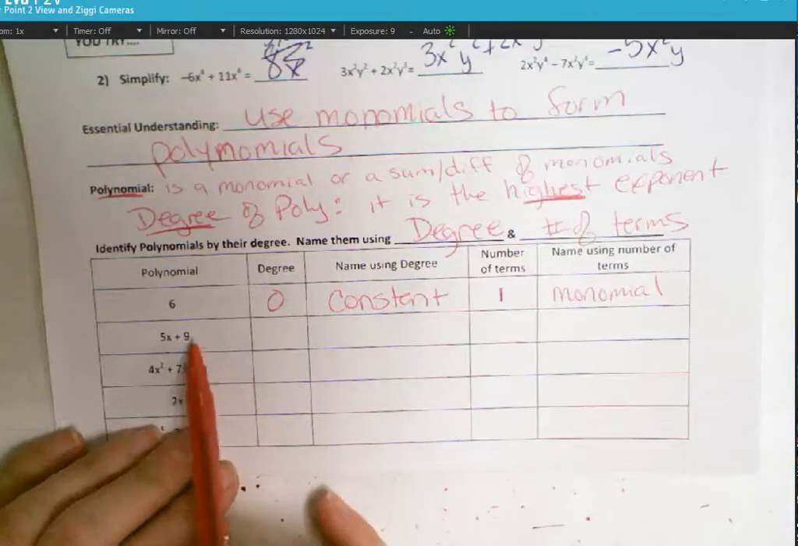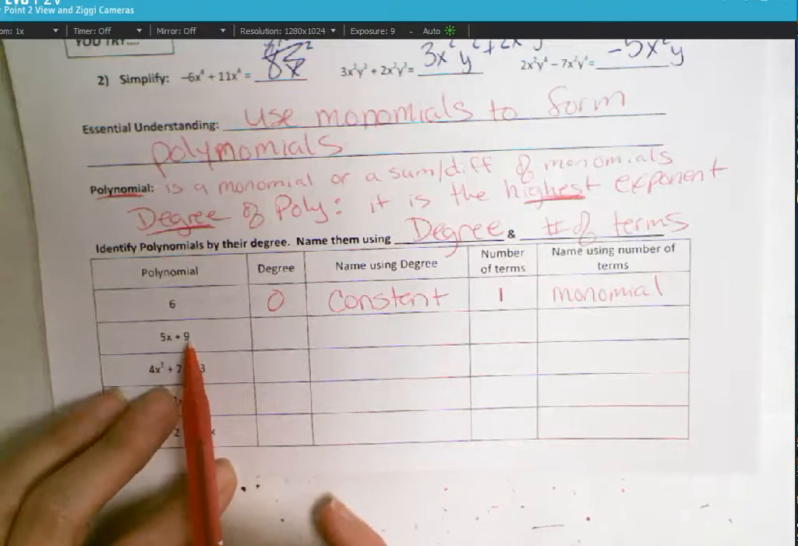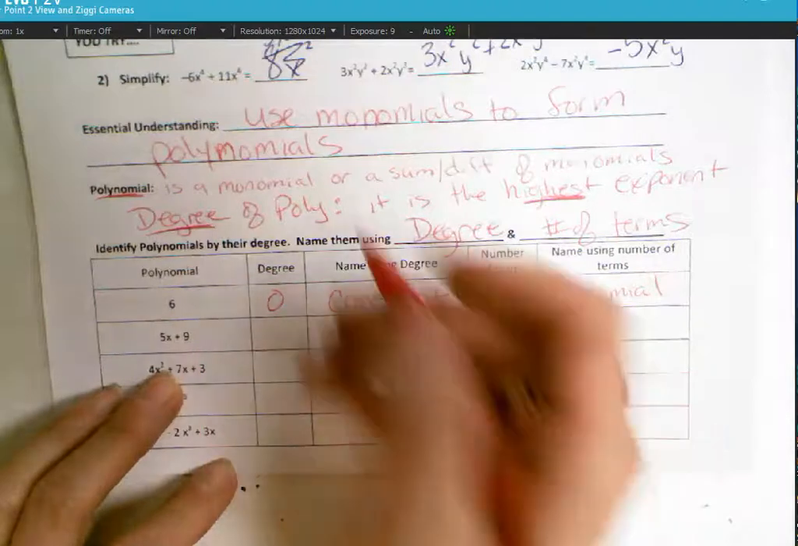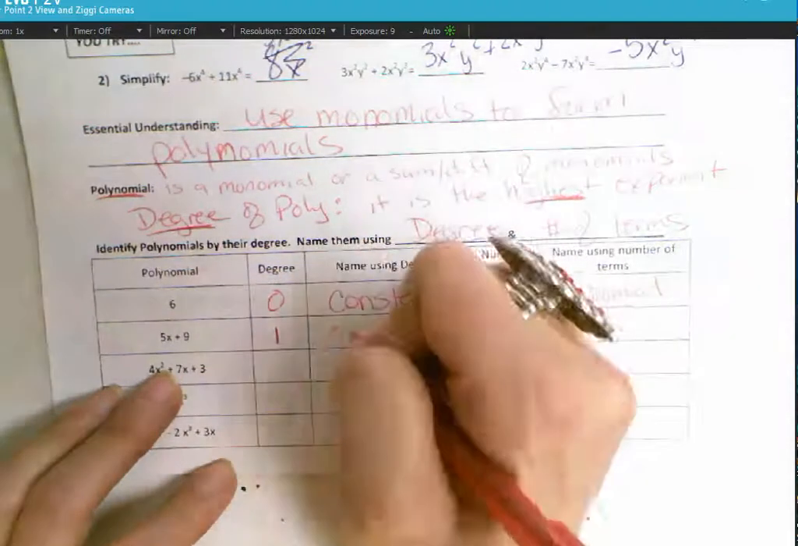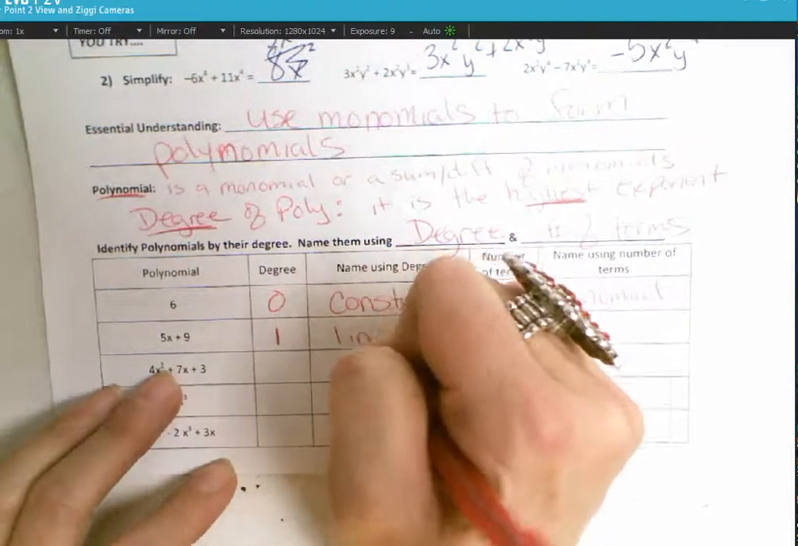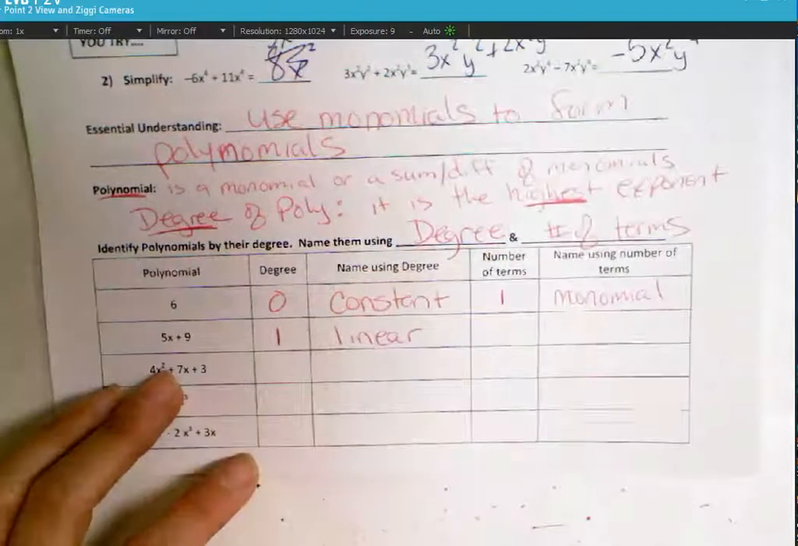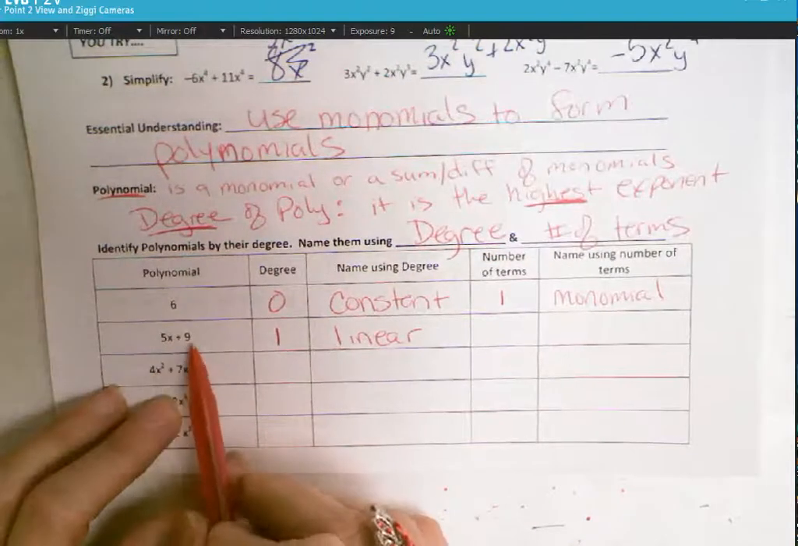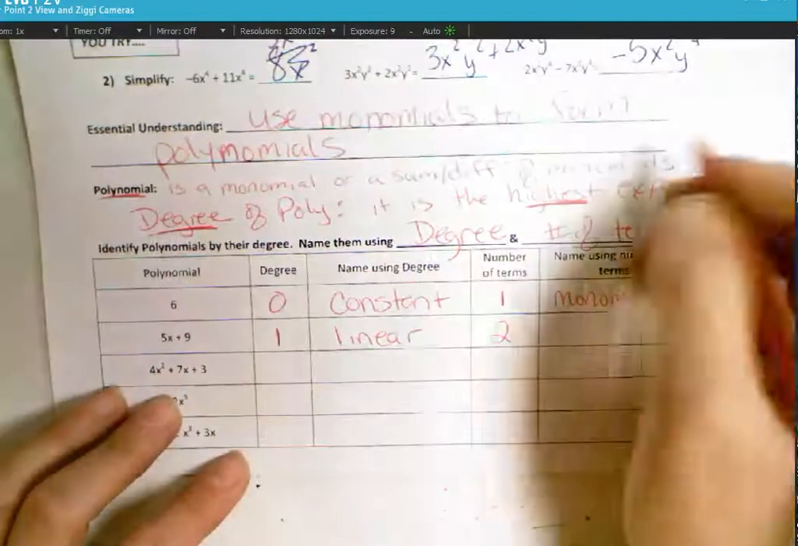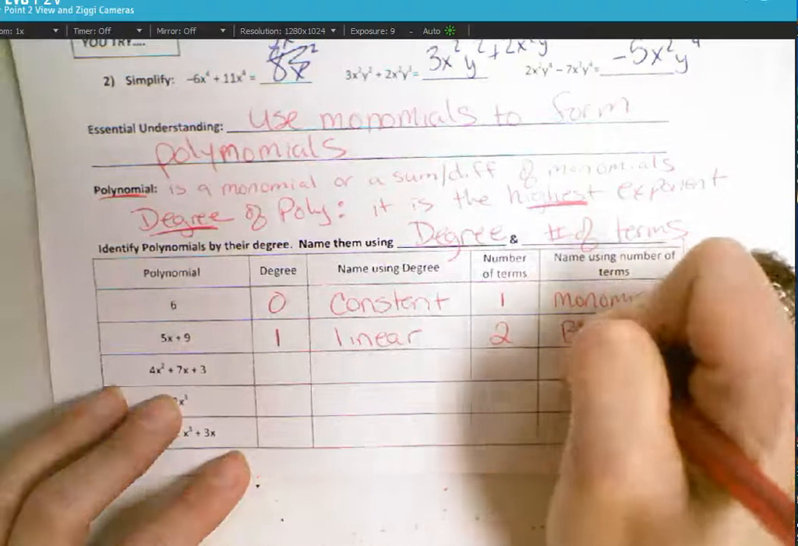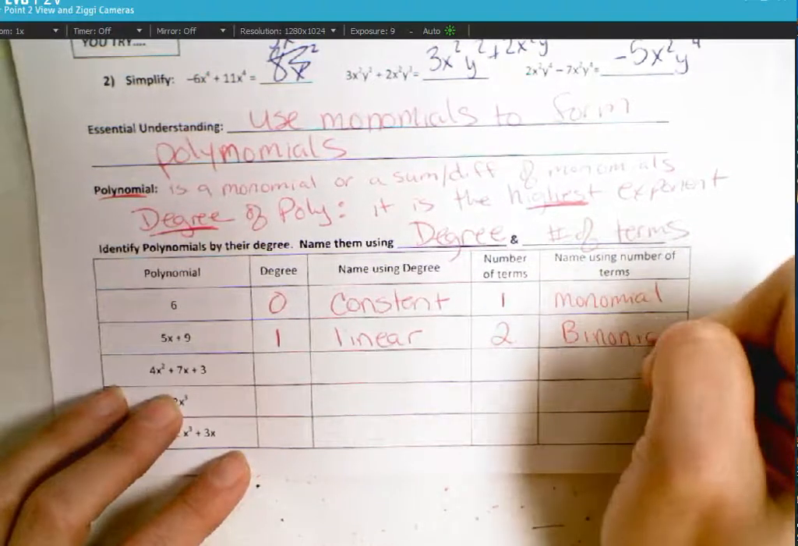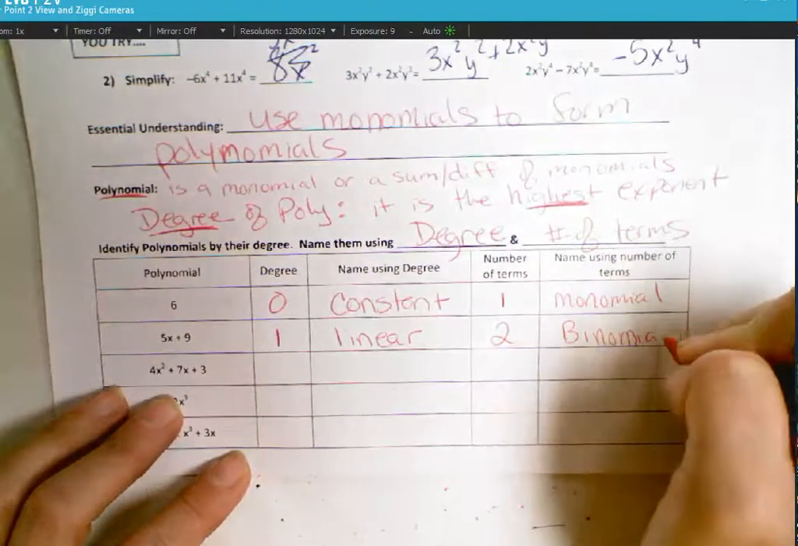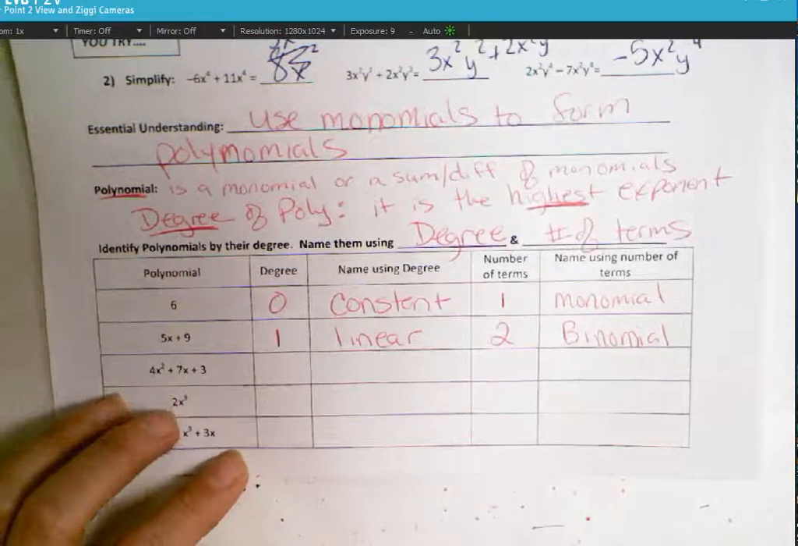This one is a polynomial, because I have a monomial adding to another monomial. Its degree is the variable with the highest value, so it is 1. Since it's to the first degree, it is linear. It has 1, 2 terms, and so it's called a binomial. What's that? Binomial.